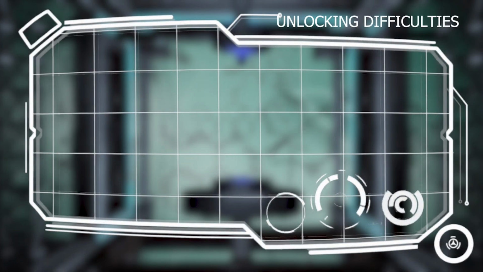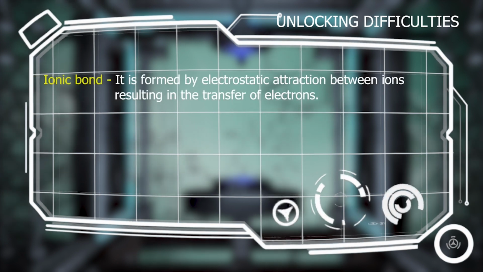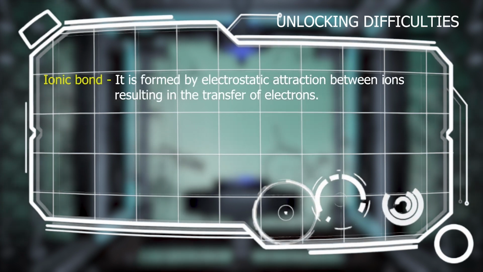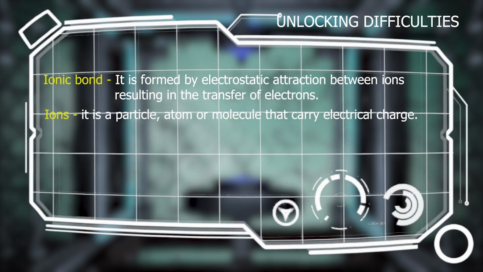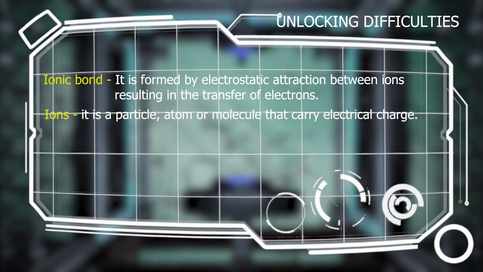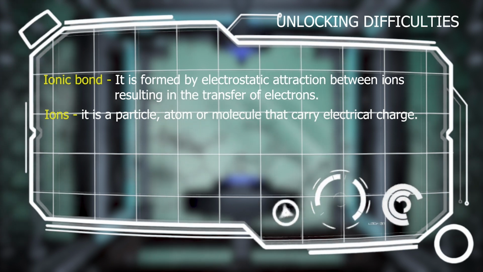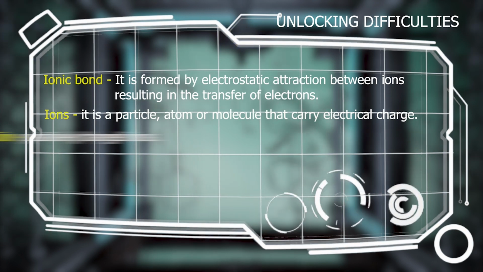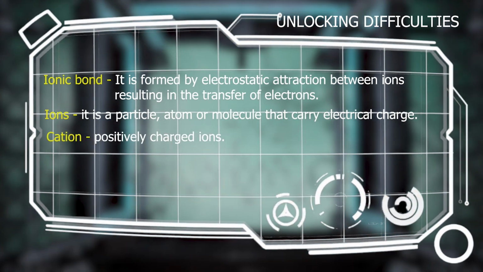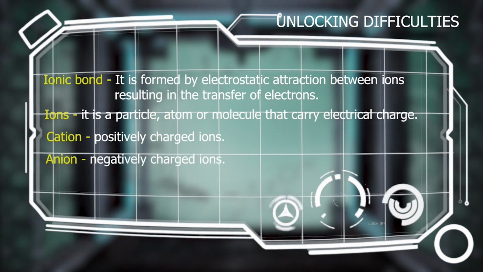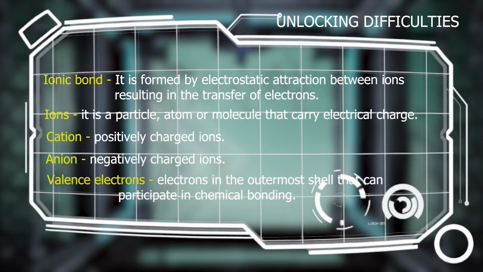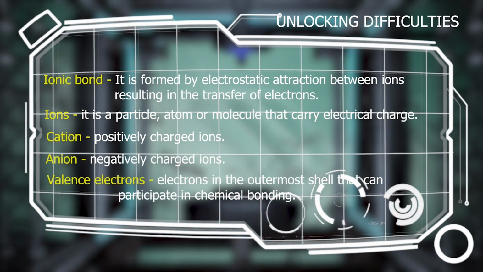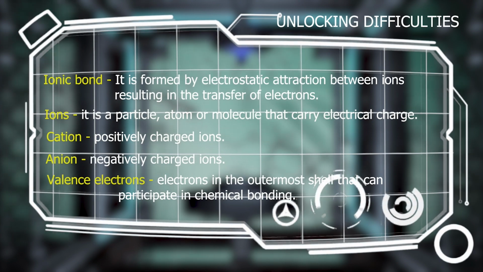Now, let us be familiar with the following terms. Ionic bond. It is formed by electrostatic attraction between ions resulting in the transfer of electrons. Ions. It is a particle, atom, or molecule that carry electrical charge. Cation. Positively charged ions. Anion. Negatively charged ions. Valence electrons. Electrons in the outermost shell that can participate in chemical bonding.